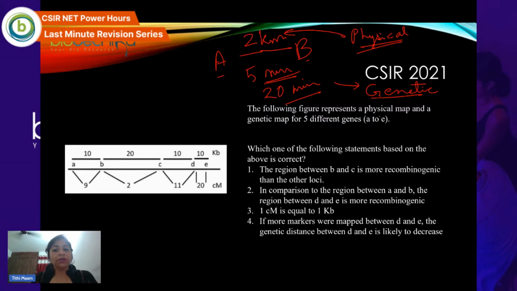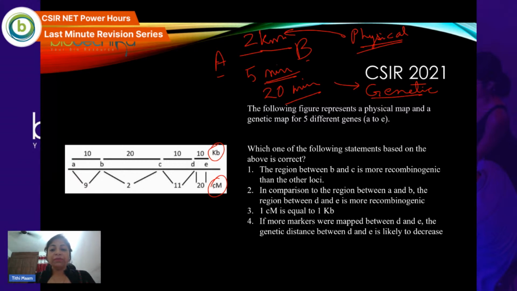So the following figure represents a physical map and genetic map for 5 different genes A to E. As you see here, on the top, it is in KB, that means it's the physical map, whereas down here, it is in cM, that is centimorgan, or map units also, which means it is the genetic map. So which one of the following statements based on the above is correct?